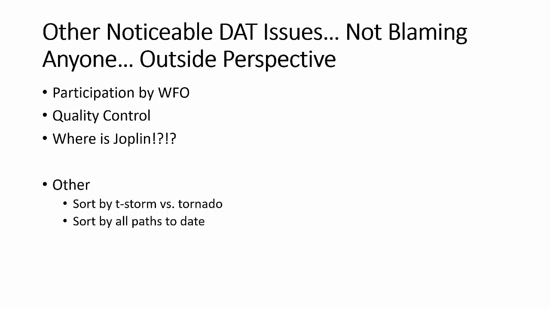What I want to talk about is participation by WFOs, quality control, and something I call, where's Joplin? So we have some big notable events that are mysteriously missing from the DAT that I want to talk about. And then there are some suggestions, things like sorting by thunderstorm versus tornado paths, sorting by all paths to date. So I'm going to step through those really quick to show you some examples.